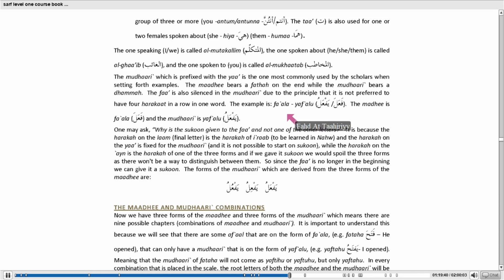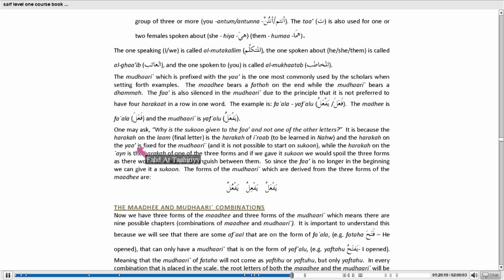Now, if we go and silence the lam, it will always lose that role. Okay? It will lose that role. So that's why the lam wasn't the one silenced. Although there are words silenced originally, but not the mudari'. Not the mudari'. It is because the haraka on the lam, the final letter, is a haraka of i'rab, to be learned in nahu.